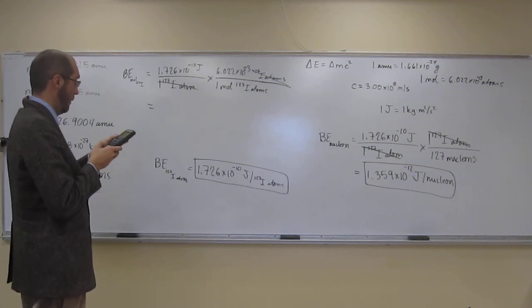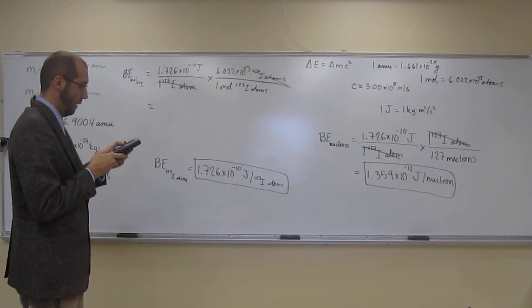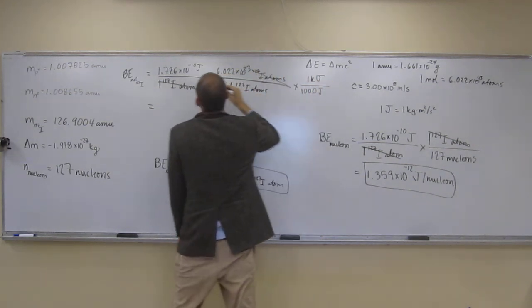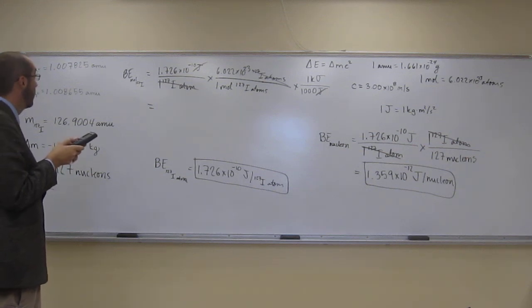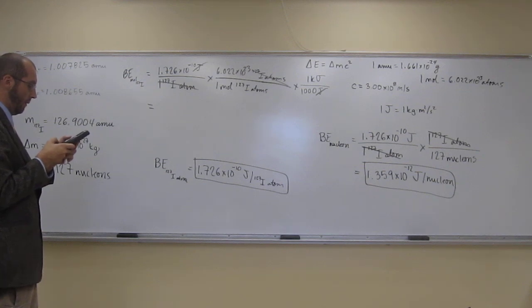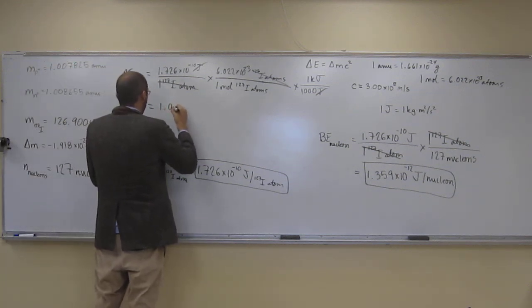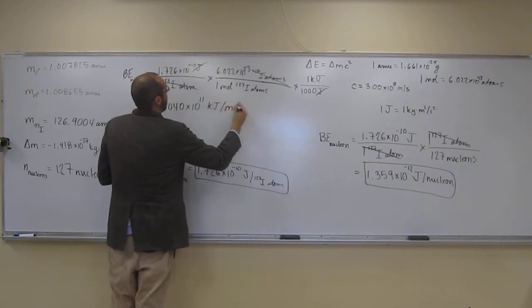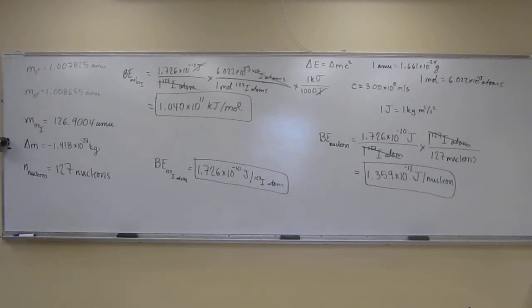Let's go back to that 1.726. We also want this in kilojoules. So take that 1.726 times 10 to the negative 10th multiplied by 6.022 E23, then divide by 1,000, and to four sig figs you get 1.040 times 10 to the 11th kilojoules per mole. That's the binding energy of iodine-127. Any questions on that one?